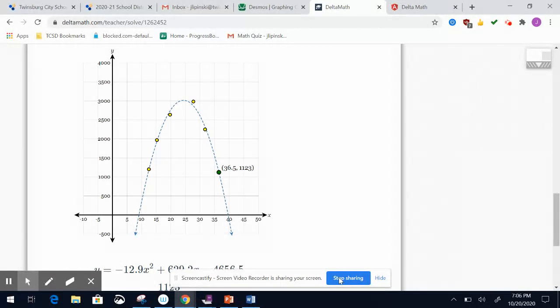So make sure that you pay attention to those little details. There's one problem like that I would like you to do and be able to use this calculator on the Delta Math program.